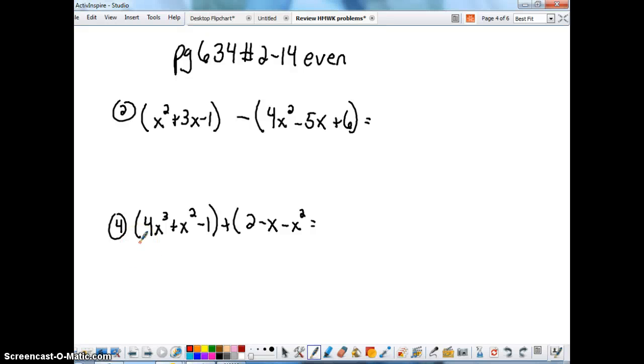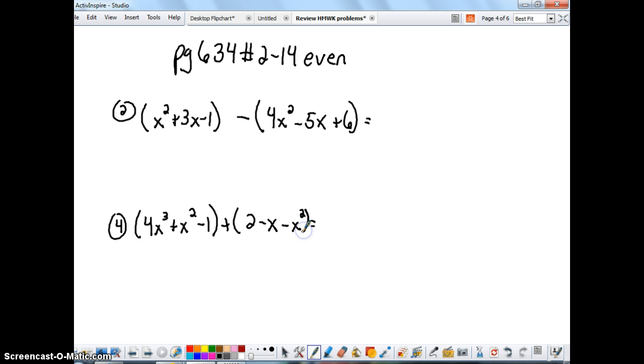This is Unit 5 for Algebra 1. This is the second video of Unit 5. The first video dealt with the exponents, section 8.1 to 8.3. This is section 10.1 to 10.3. So we're going to do page 634, numbers 2 through 14 even. For these problems, you're going to have to combine together the like terms.